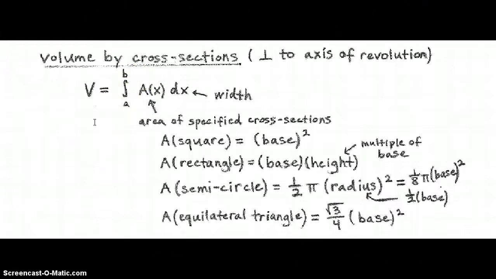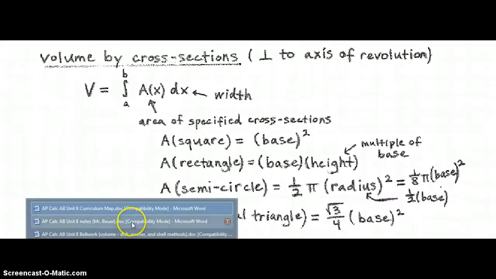To do volume by cross sections, you simply integrate over the region you're looking at from a to b, and you use the area formula for the specified cross section. The 4 cross sections that you are expected to know for the AP exam are squares, rectangles, semicircles, and equilateral triangles. The equilateral triangles are rare, but they have shown up in the past. It's more common that you would see squares or rectangles and possibly semicircles. We'll talk about where those formulas come from as we look at some examples.